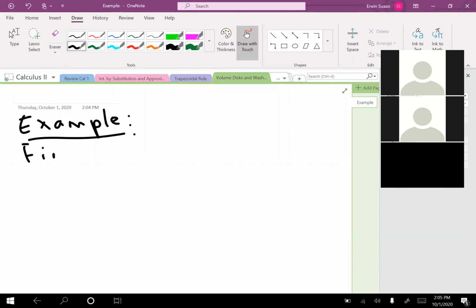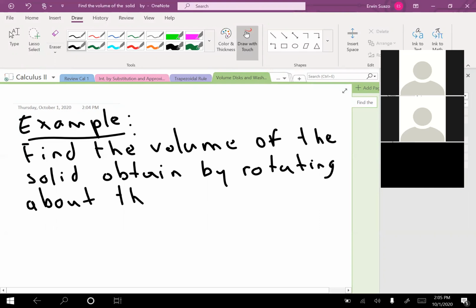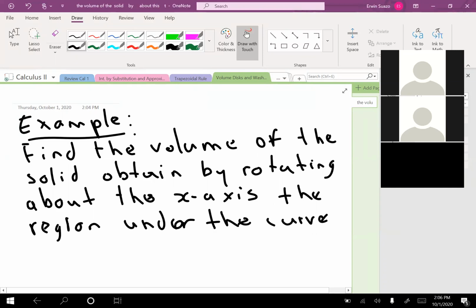Find the volume of the solid obtained by rotating, and we're going to do a lot of examples, about the x-axis, the region under the curve y equals the square root of x from 0 to 1.